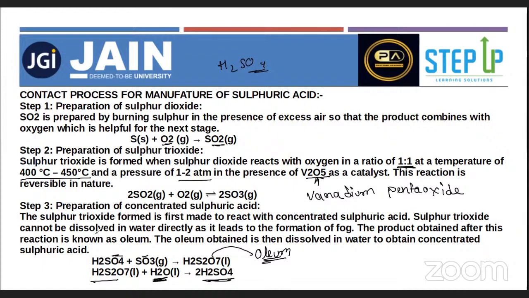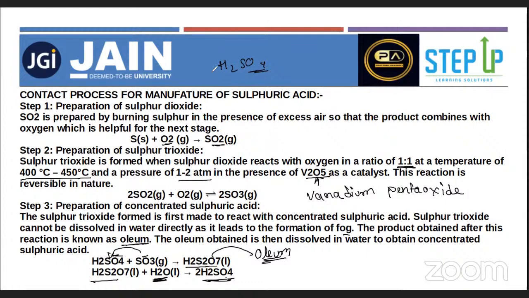Sulfur trioxide cannot dissolve in water directly, as it leads to the formation of fog. The product obtained after this reaction is known as oleum. So SO3 is first being dissolved in H2SO4 because it cannot be directly dissolved in water. Then it forms H2S2O7, that is oleum. Oleum is dissolved in water to get H2SO4.